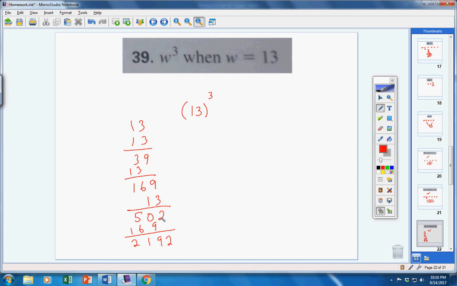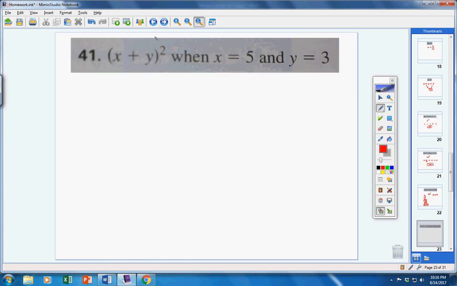2,197, I believe. Yeah, that'd be a 7 right here. 9 times 3 is 27. That's a 7 right there. And there we go. 2,197. So 13 to the 3rd power simply means write the 13 3 times. And then 13 times 13 is 169, times 13 is 2,197.